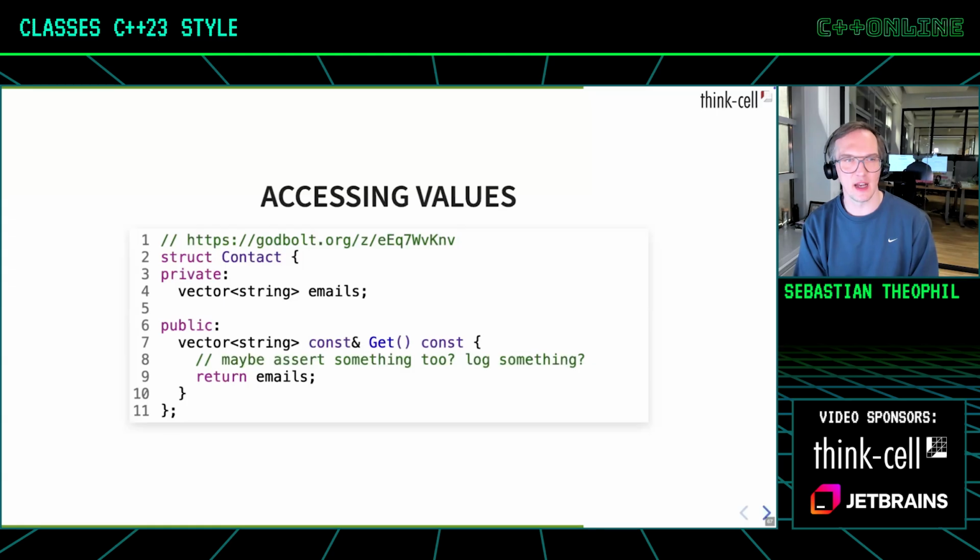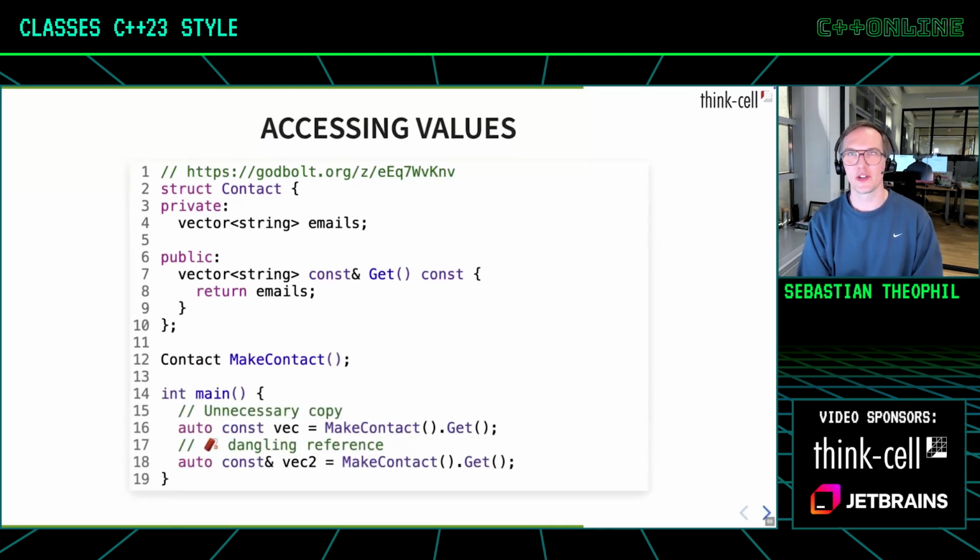This is what we do in probably 90% of the cases. But this has an undesirable effect in some circumstances. Let's say we have a function make_contact that returns a contact by value, of course, a temporary object. And now in some context, sometimes this can be a generic context, so it's not so obvious, you create that temporary contact, and now you call the get accessor on it. And there's only one correct way to handle that.